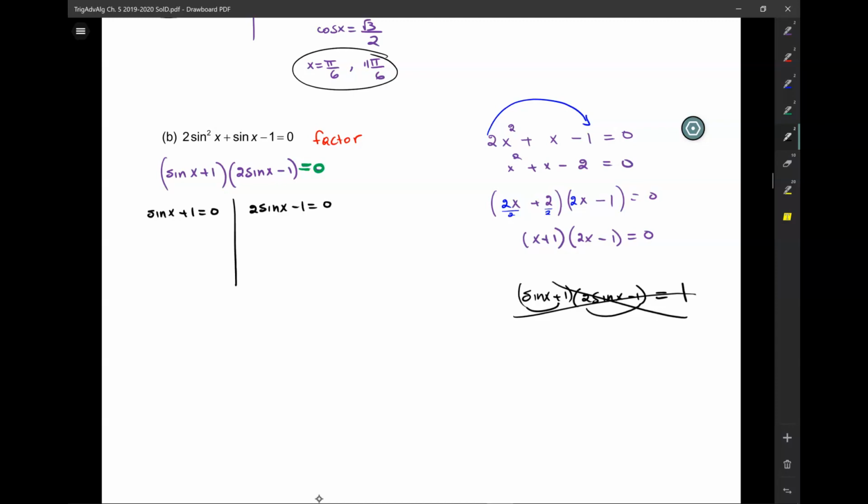Okay, now let's move on here. So here I'm going to subtract 1. Sine of x equals -1. Here I'm going to add 1. 2 sine x is 1. Divide by 2, divide by 2. Sine x is 1/2. Is everybody okay with this? Any controversy here? All right, let's see.